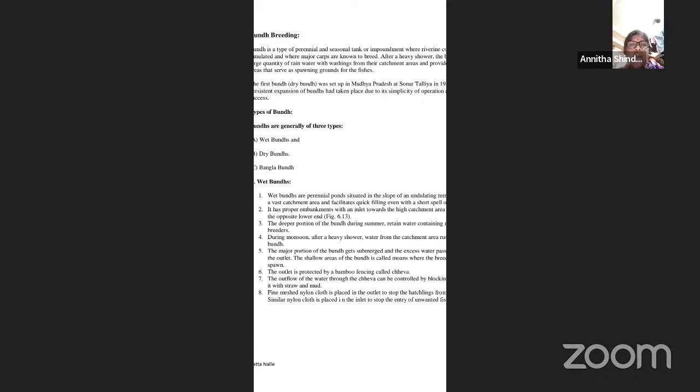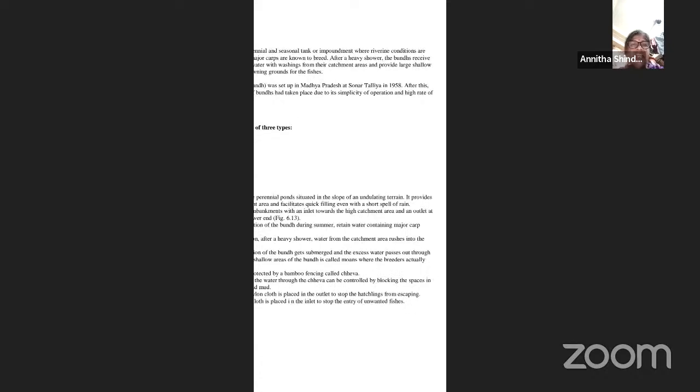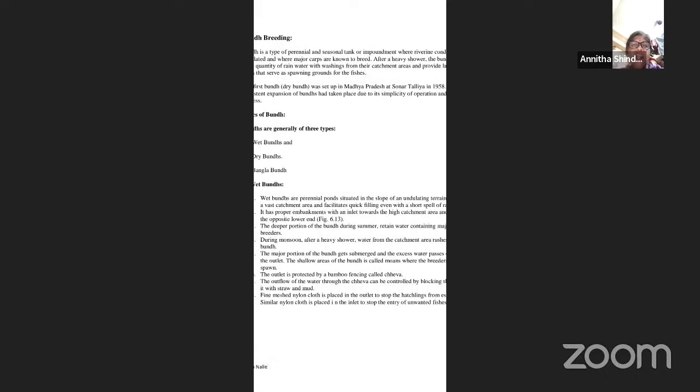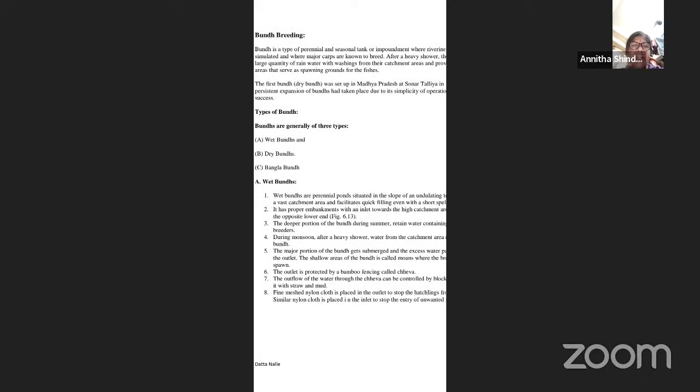And the outflow of the water through the cheva can be controlled by blocking the spaces in it with straw and mud. So it will not allow the water to flow out freely. We can block the spaces with straw as well as mud.